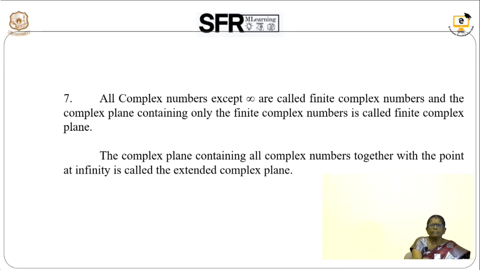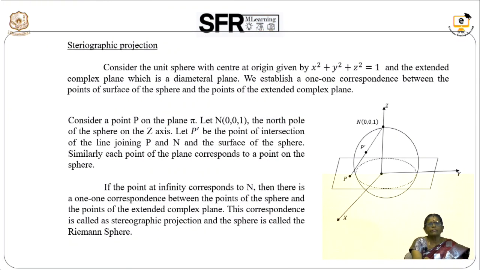And then the next important definition is what is meant by a finite complex plane and an extended complex plane. All complex numbers except the number infinity are called complex numbers, and the complex plane containing only the finite complex numbers is called a finite complex plane, whereas the complex plane containing complex numbers together with infinity is called an extended complex plane.